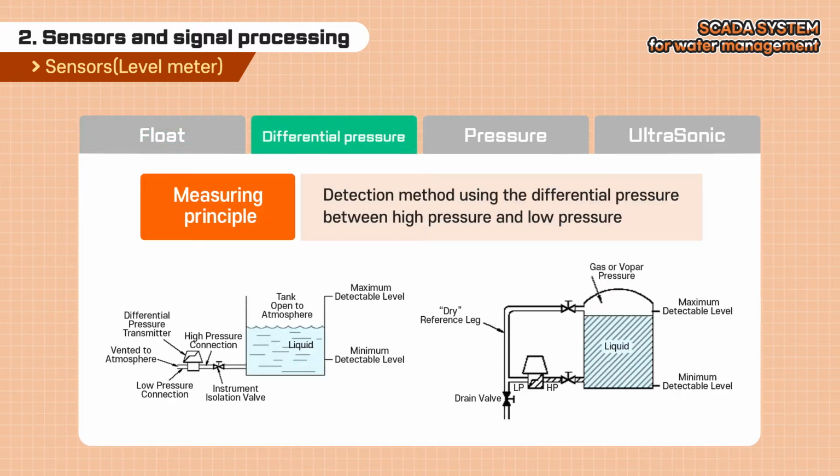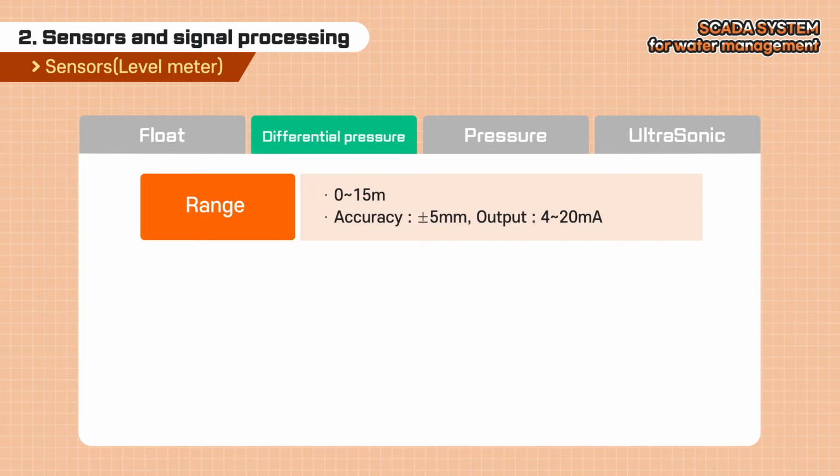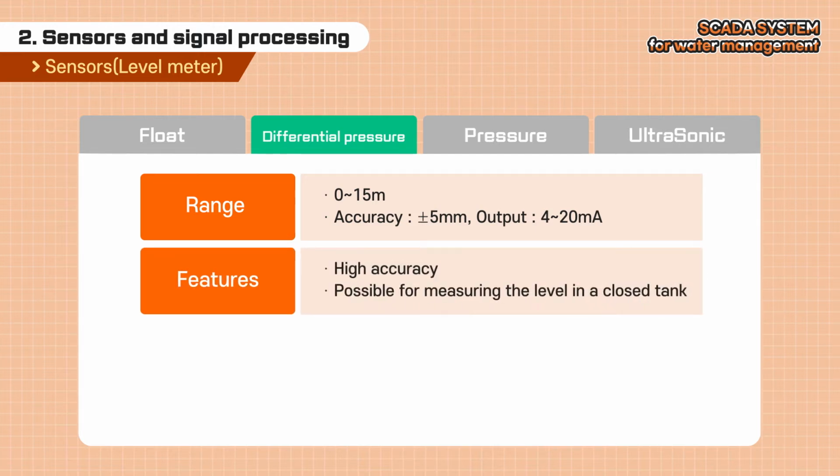The measuring principle of a differential pressure level gauge is to use the differential pressure between high pressure and low pressure as a detection method. The range can be set at 0 to 15 meters, and the analog output is used for the signal output. It has relatively high accuracy and is a suitable method for measuring water levels in a closed space.